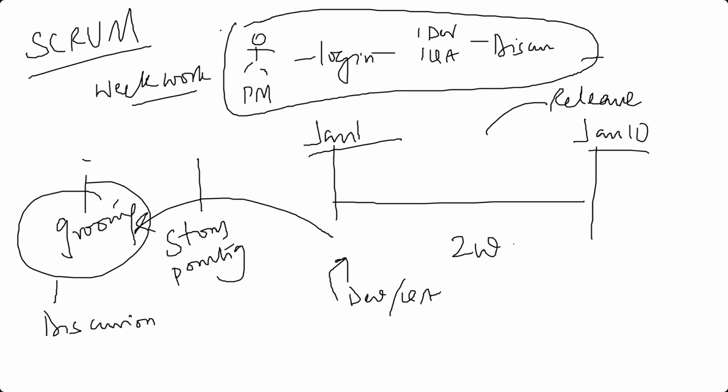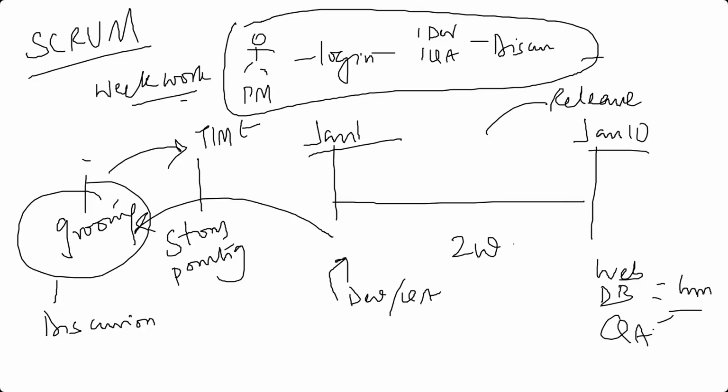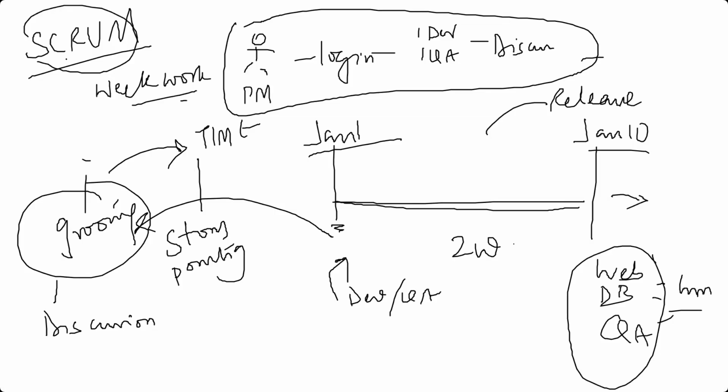Okay. After the grooming session, they will tell how much time they need to do this. So how much time the web guys need, how much time the DB team needs, how much time the QA team needs, typically in hours. That piece is typically signed off way before Jan 1st. And when the sprint starts, all those stories are done and are released on Jan 10th. So this is what Scrum actually helps you to do.